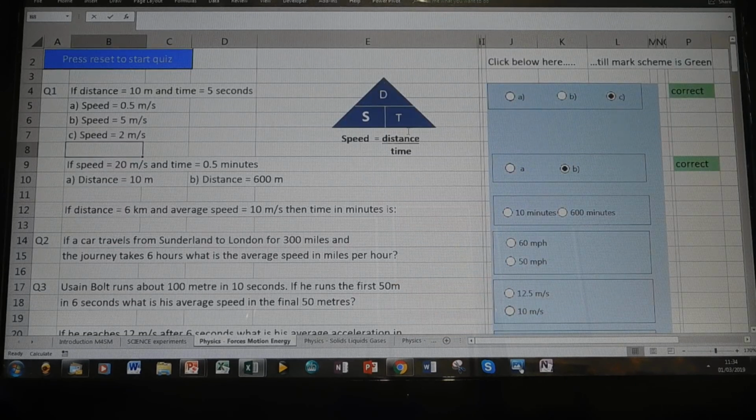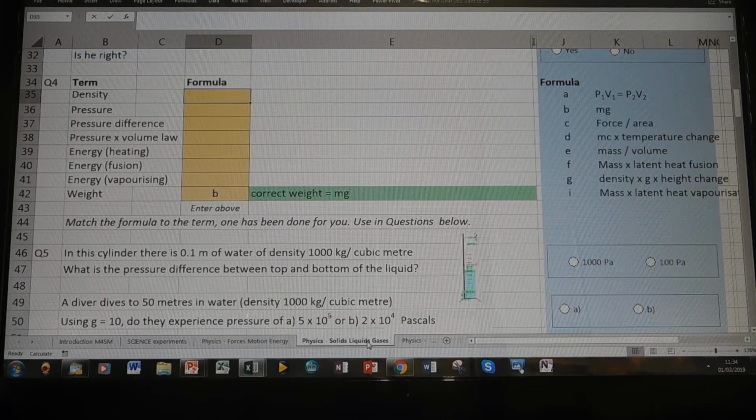If I move on to physics, this is a crossover into maths. You could just as easily get this maths question in maths GCSE, but it could be in physics GCSE. It's just a little example on speed, time and distance. Correct answer.